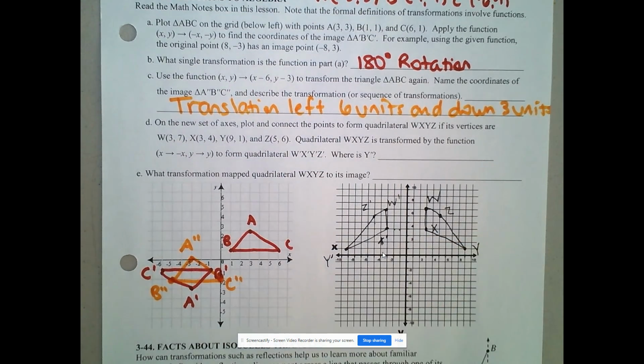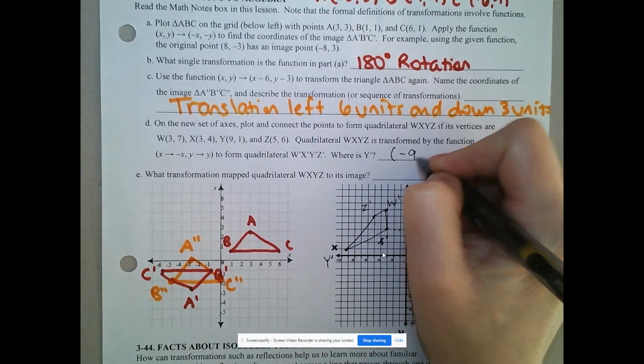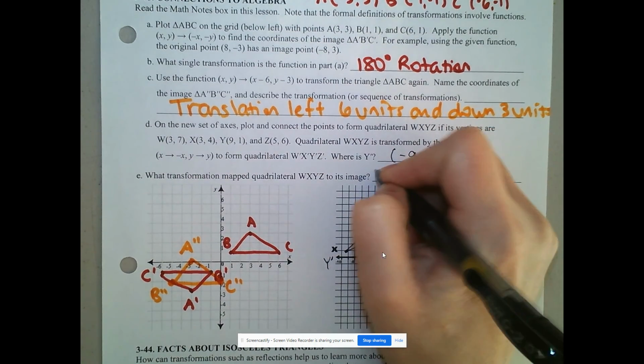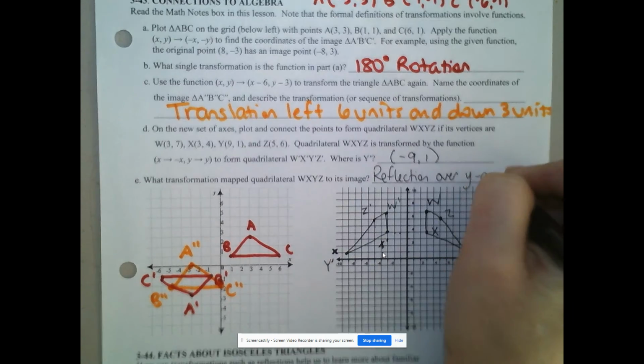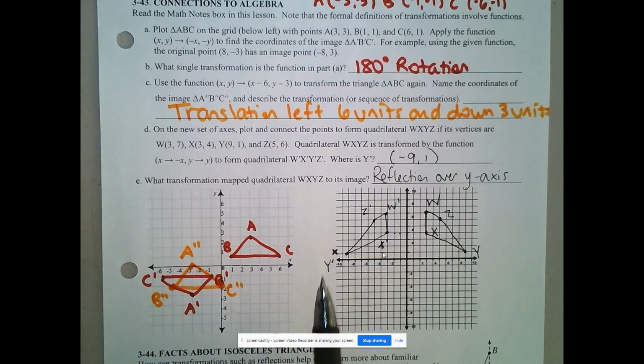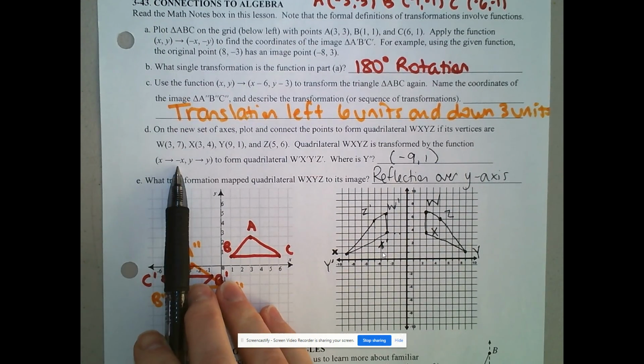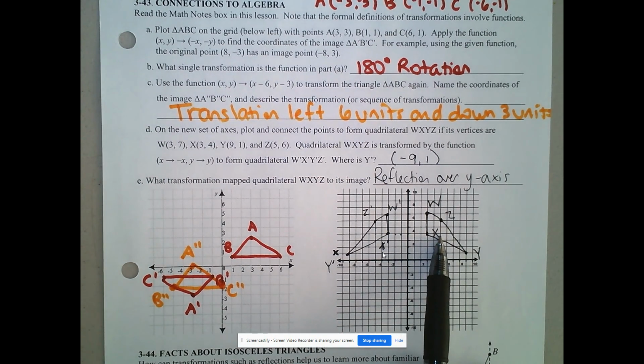And you will notice that this was a reflection. So Y prime ended up back at negative 9, 1. And it is a reflection over the Y-axis. And it seems a little counterintuitive. Notice that the X is what changed. So think about if X is changing, the side-to-side change that's happening, it's changing from being on the right to being on the left, which means in order to do that, it's changing from the right side of the Y-axis to the left side of the Y-axis.